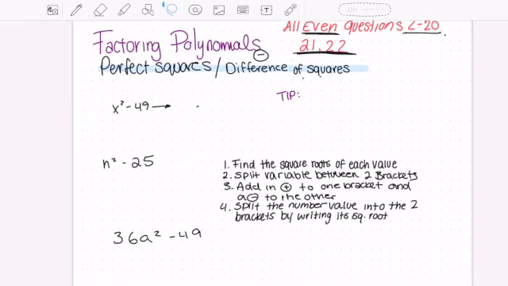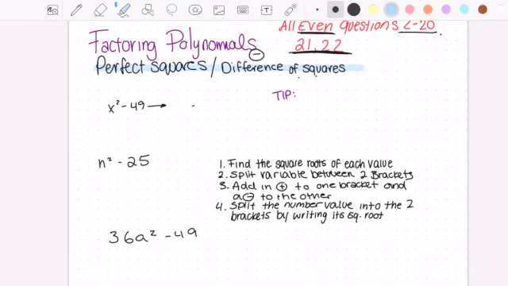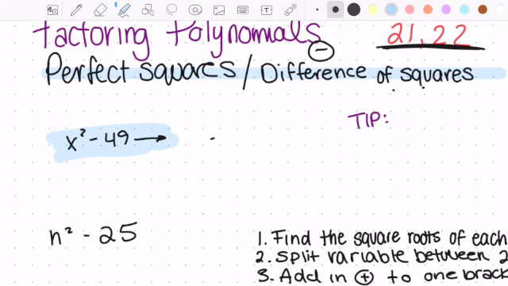Okay, so today we are going to be covering factoring polynomials in perfect squares, or what we call a difference of two squares. This is really a good way for us to recognize patterns and then to make things a little bit easier for ourselves. So what this looks like is that we have two numbers like this, x squared minus 49 here. We can factor this polynomial using this method.